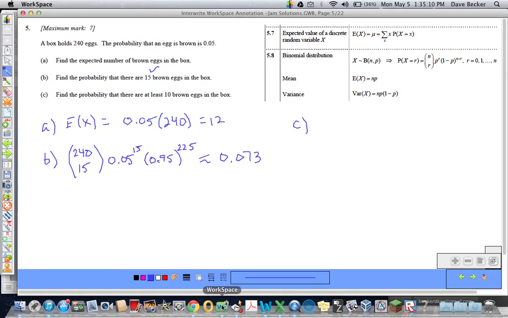Now part C. Find the probability that there are at least 10 brown eggs in the box. So it's the probability that the random variable x is greater than or equal to 10, and that is equal to 0.764. And this is a very easy calculator problem.